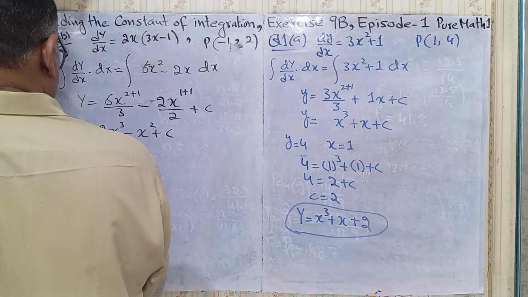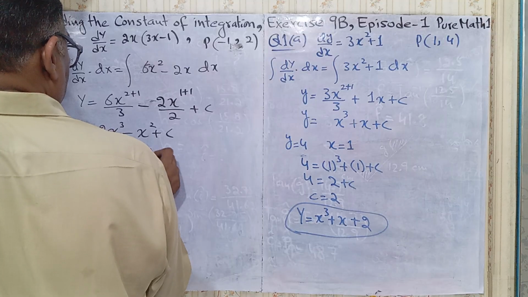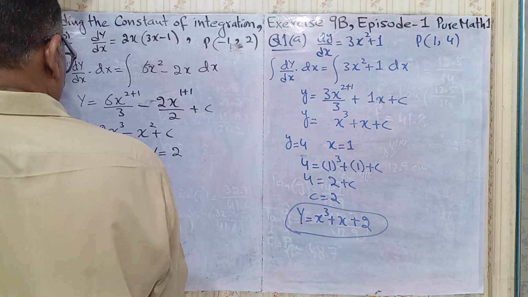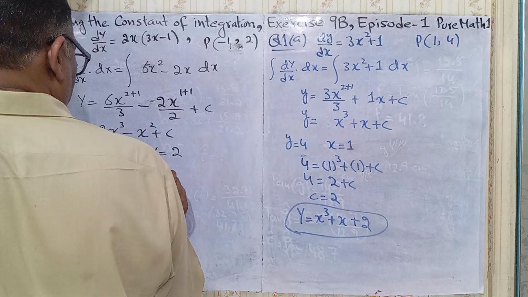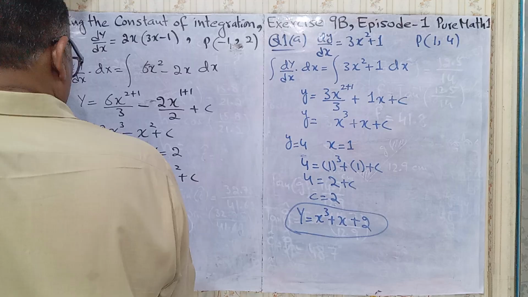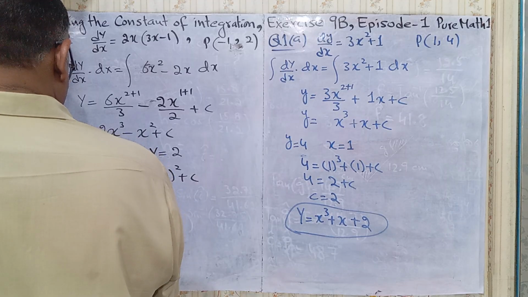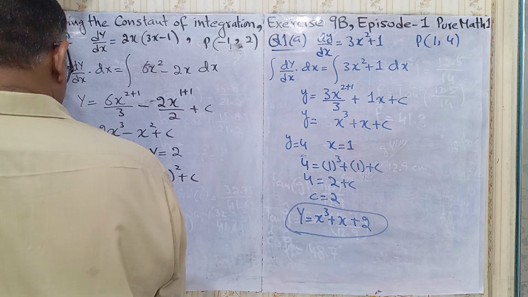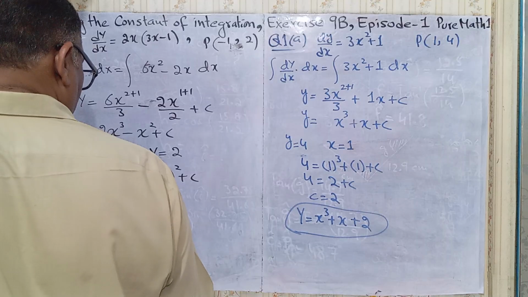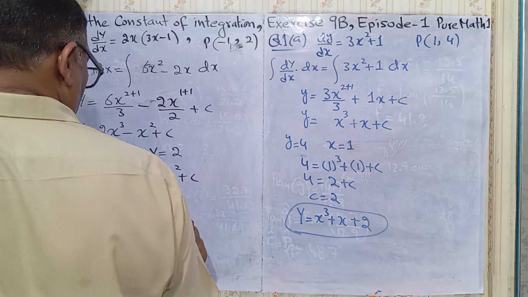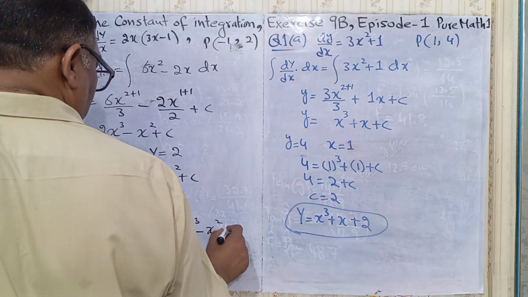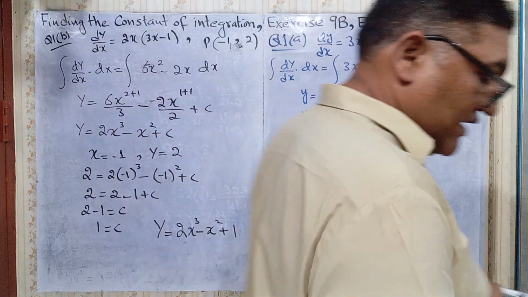Now in place of x I will put minus 1, and in place of y I will put 2. So you have 2 equals 2 into (minus 1) cubed minus (minus 1) squared plus c. So you have 2 equals minus 2 minus 1 plus c. So 2 plus 2 plus 1 equals c, so c equals... let me state the final result: my equation becomes y equals 2x cubed minus x squared plus 1. So this will be my equation.